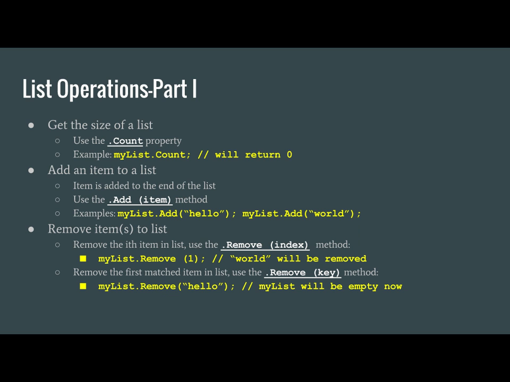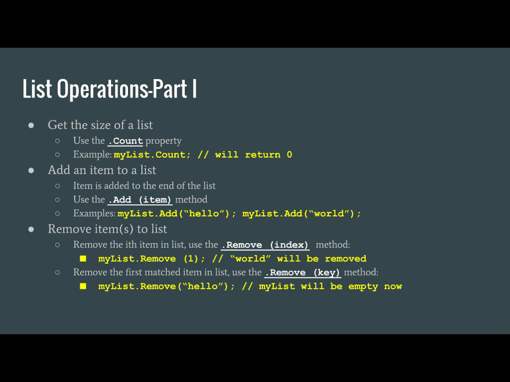And we can also remove by matching the item. So when I say myList.Remove hello, I want to remove the first instance of the string hello. Of course, right now there's only 1 string in the list, which is hello, so once this is removed, there's nothing in the list. What if there are multiple copies of hello? In that case, only the first one will be removed. In other words, the one that has the smallest index will be removed.